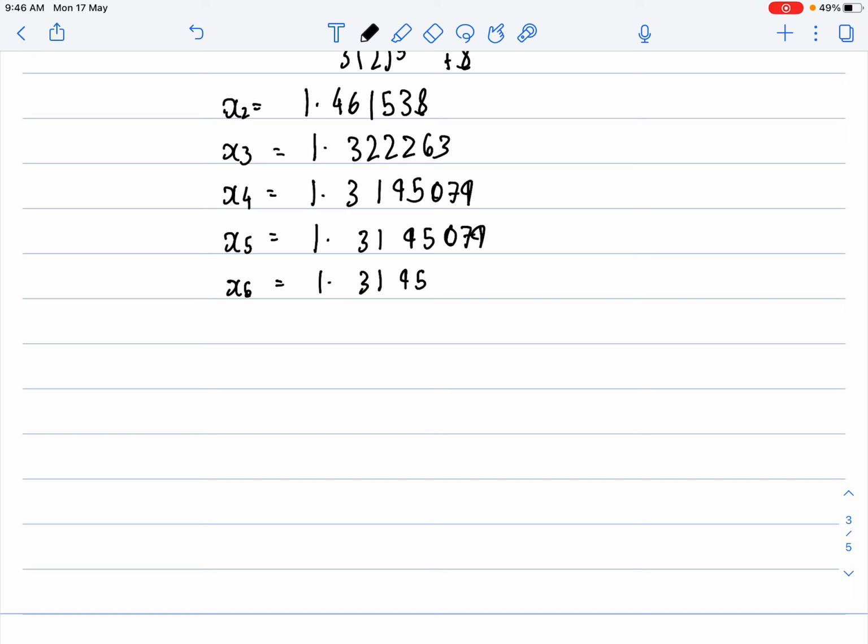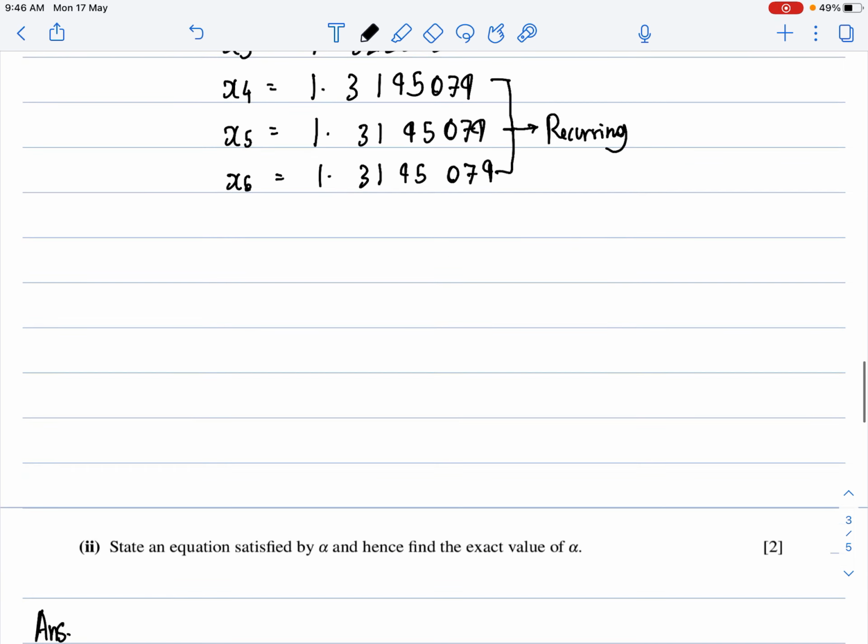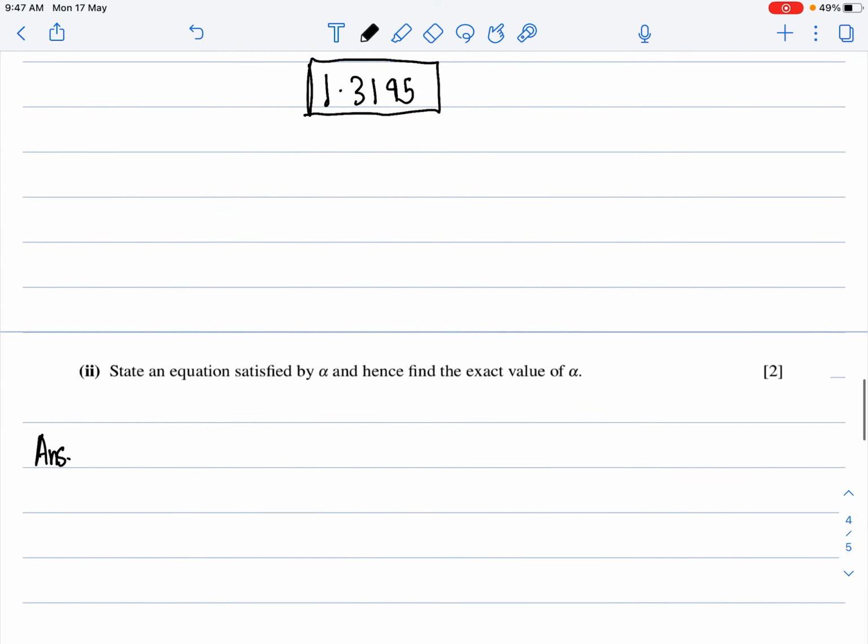So I get the same answer now in the last 3 iterations. That means however many more times I click equal to, this is a recurring value, which means this is my iterative value, which I can simply say is 1.3195 to 4 decimal places. Okay, and that is my final answer.